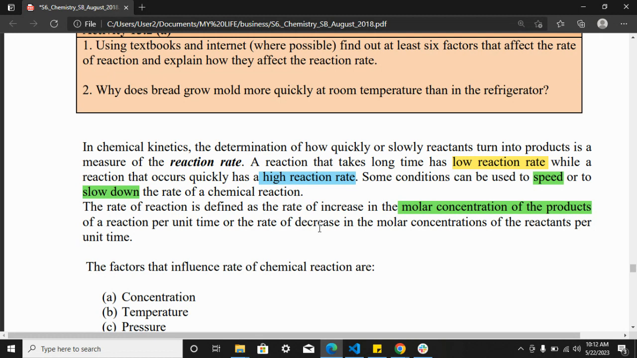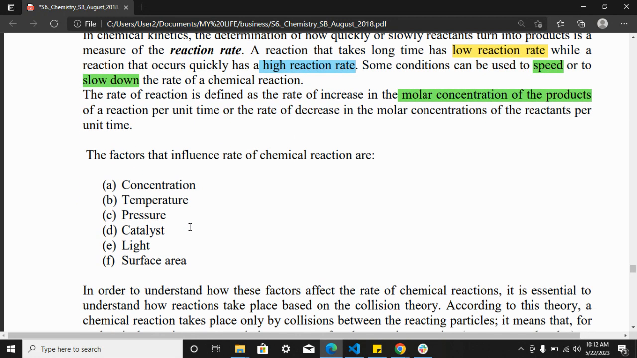If someone asks what the rate of reaction is, they say it is the concept of the rate of increase in the molar concentration of the product per unit time, in a given period, because we need to know the quantity over time. Or you can say it is the rate at which the reactants decrease in molar concentration per unit of time.